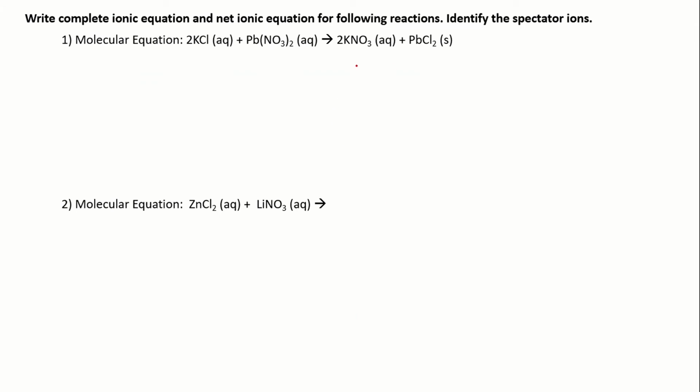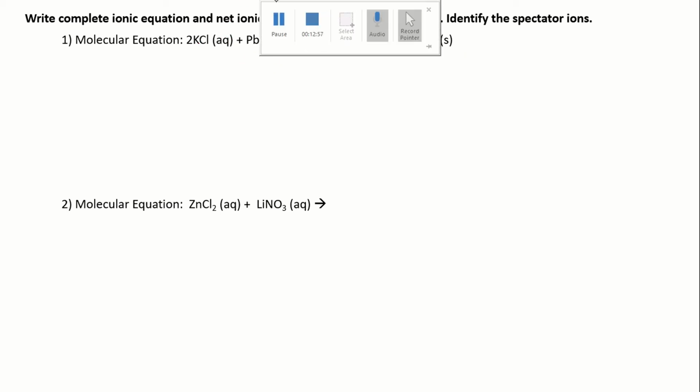Alright, let's do some examples. In the first problem, you're given the molecular equation. When you examine the equation, you can see that it is given and it's already balanced for you. So what you have to do here is write the complete ionic equation and net ionic equation and identify the spectator ions. So I'm going to pause the video. You also pause the video and try to write it down on your own.